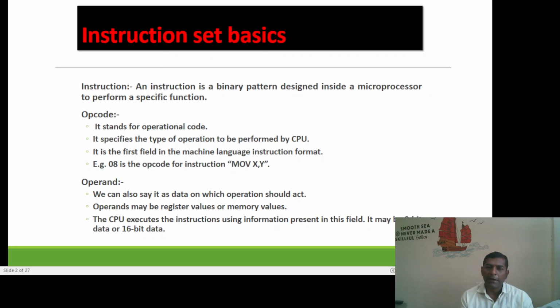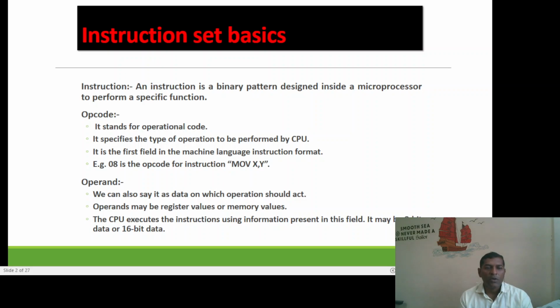Example, we can define it like MOV X, Y, where X and Y are either registers or memory locations, whereas MOV is the instruction, the operation which has to be performed by the microprocessor. So this MOV X, Y can be converted into 08 as an opcode. This operational code will be understood as an instruction by the 8086 microprocessor.